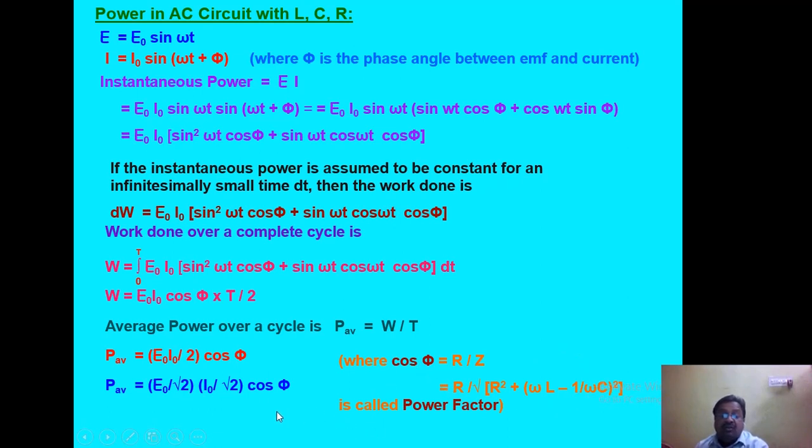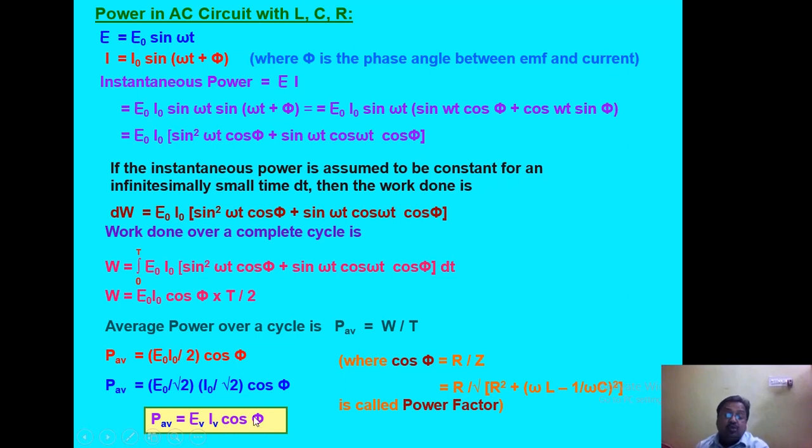Now here you see average power is the product of E0 by root 2, the RMS value or virtual value of EMF, and I0 by root 2, the RMS value or virtual value of current. So average power consumed is EV IV cos phi. It is the factor cos phi which governs the average power, or upon which average power depends. Hence it is called the power factor.